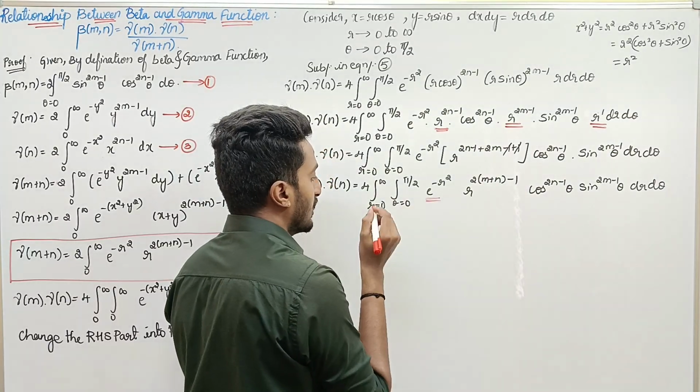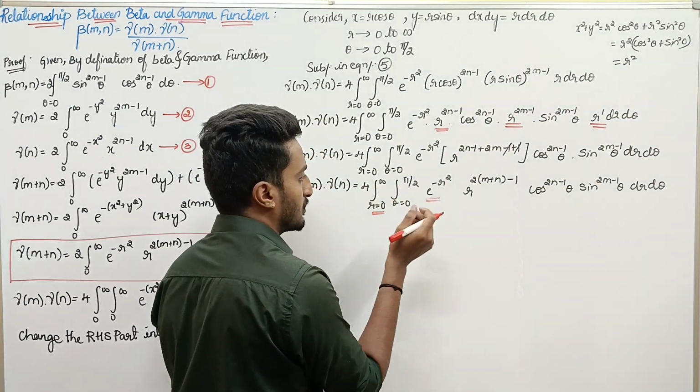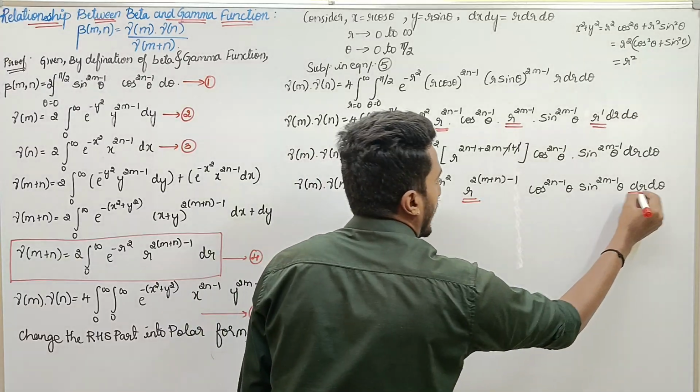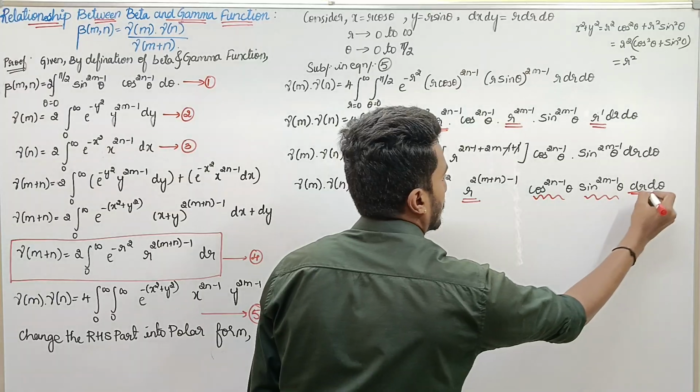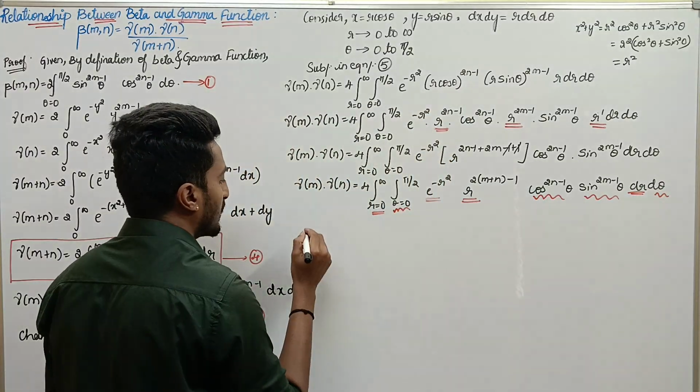Now what we are going to do is separate the terms with respect to radius. First we are going to split the integral with respect to the radius r term, and next we are going to split with respect to theta terms.